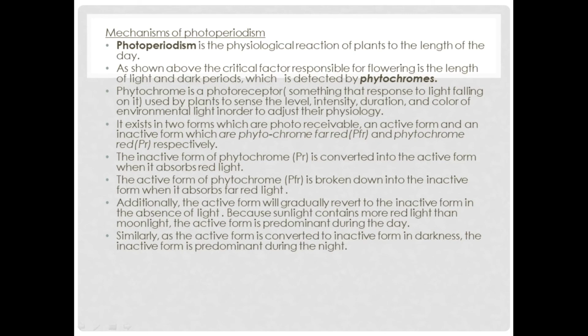Now let's take a look at the mechanisms of photoperiodism. Photoperiodism is a physiological reaction of plants to the length of the day, and as we have talked about above, the critical factor that is responsible for the flowering is the length of light and dark periods. And the length of the light and dark periods is detected by phytochrome.